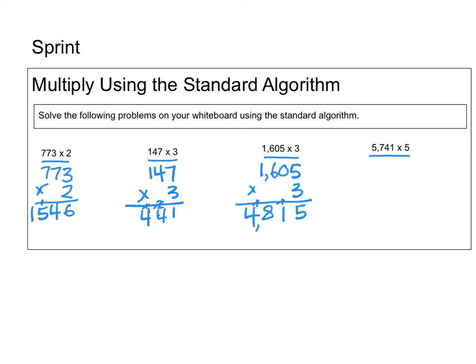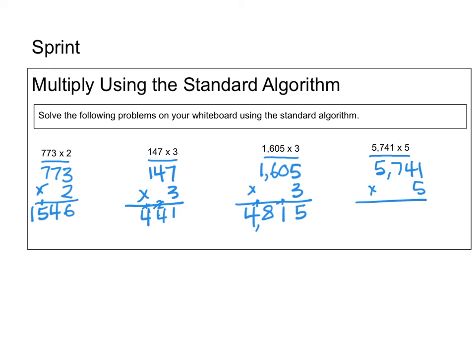Very last problem, I want you to once again follow that same procedure. Write it down, 741 times 5, and then we're going to go ahead and multiply that out. So you go ahead and pause the video, do your multiplication, then come back when you're done. All right, let's write that out. 741 times 5. Well, start with our ones.